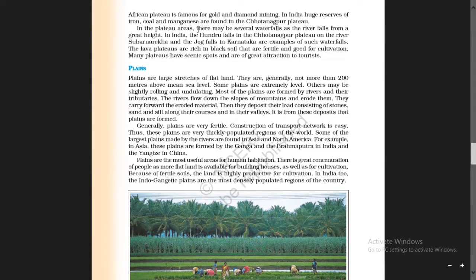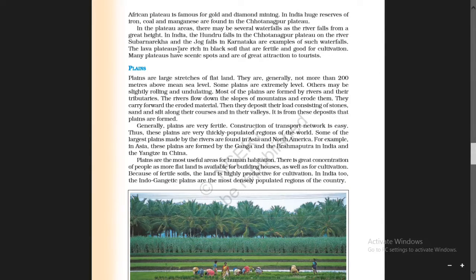In the plateau areas, there may be several waterfalls as the river falls from a great height. In India, the Hundru Falls in the Chotanagpur Plateau on the river Subarnarekha and the Jog Falls in Karnataka are examples of such waterfalls.